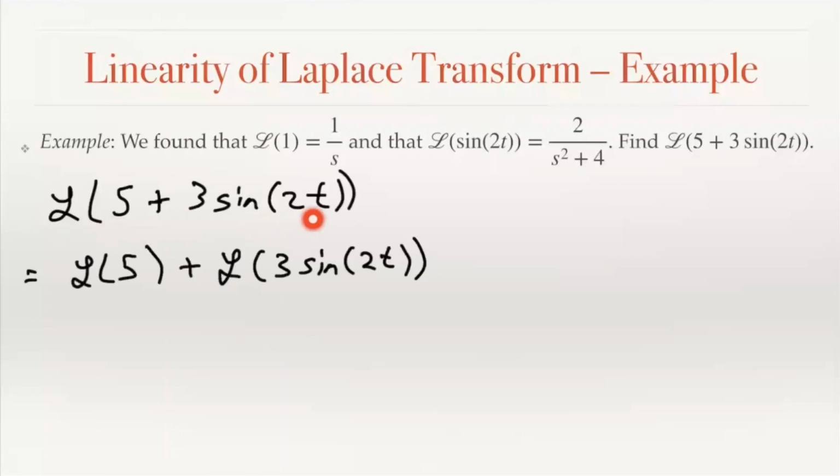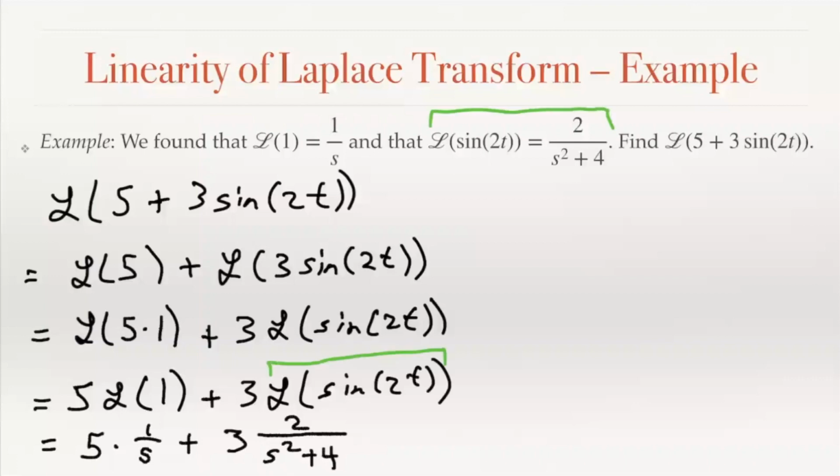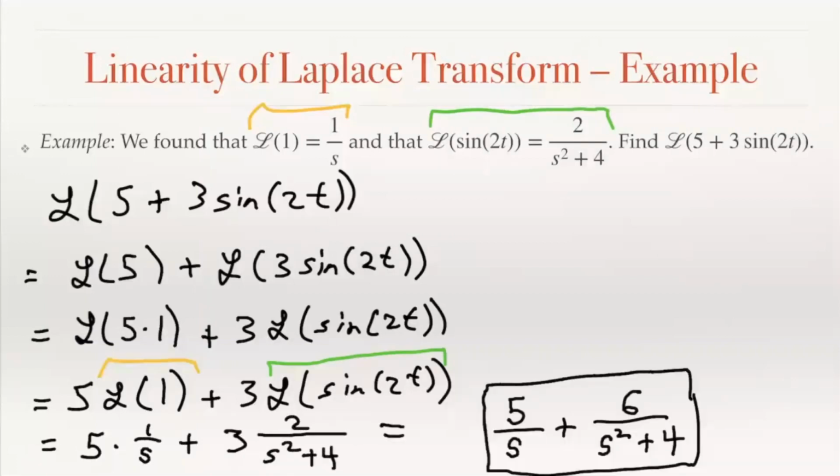So we have the Laplace of 5 plus 3 sine of 2t. We can break that up. And now how do we deal with the Laplace transform of 5? Well, we can think of that as 5 times 1. And then we can pull out the 5, and we know the Laplace transform of 1. So the Laplace transform of 5 is 5 times the Laplace transform of 1, which is 5 times 1 over s. And Laplace of sine of 2t is 2 over s squared plus 4, per that. So we wind up with our Laplace transform.